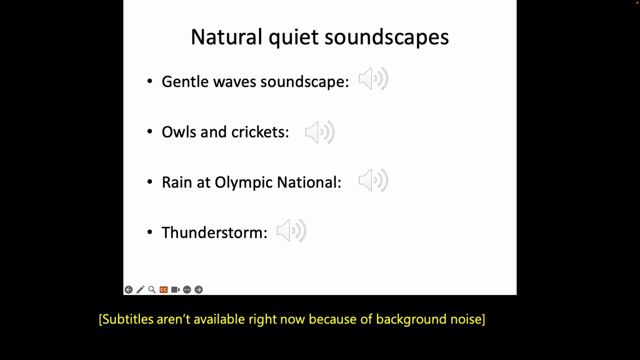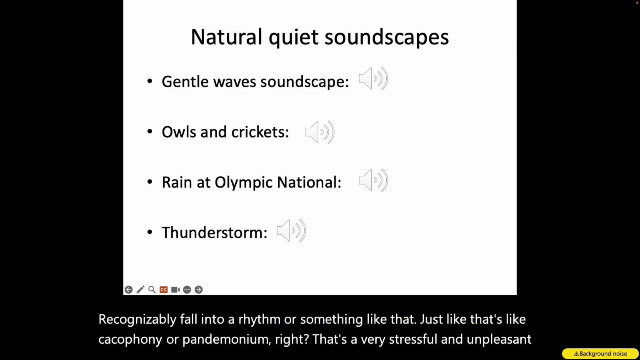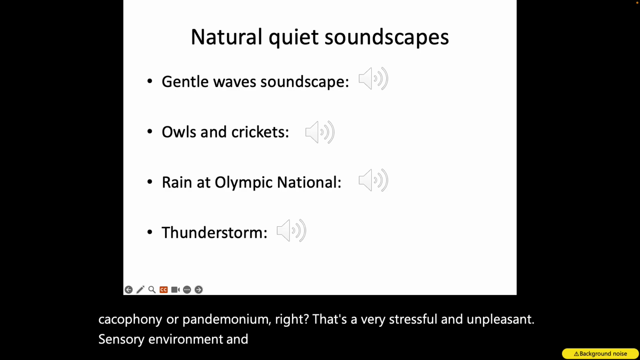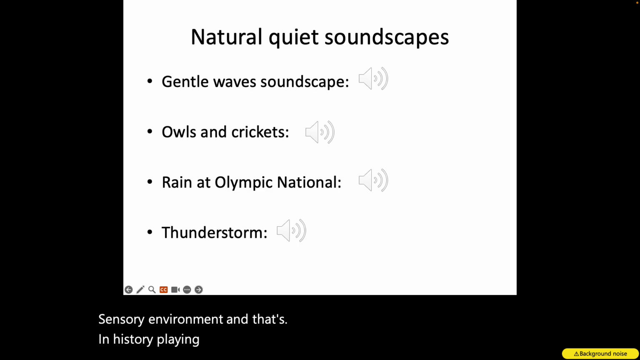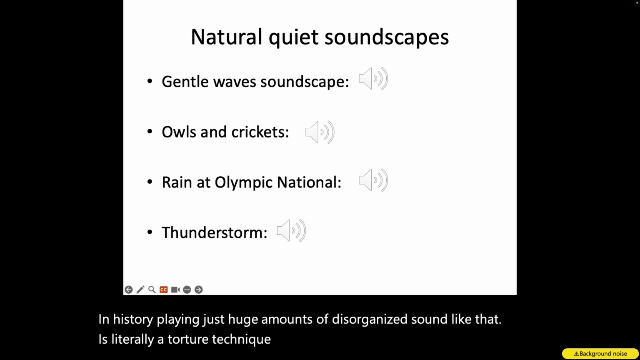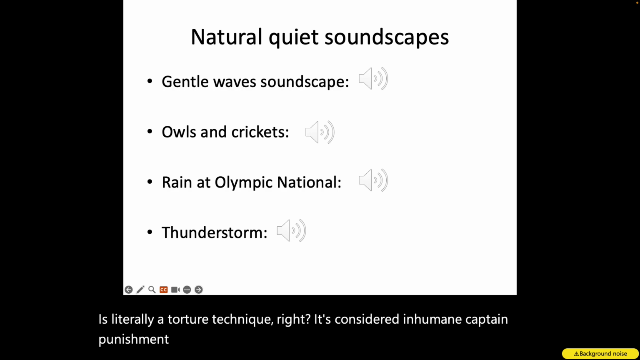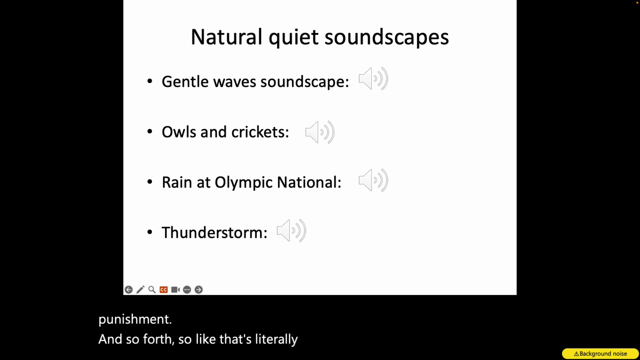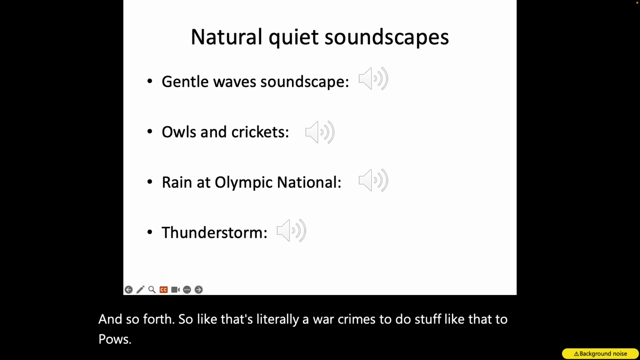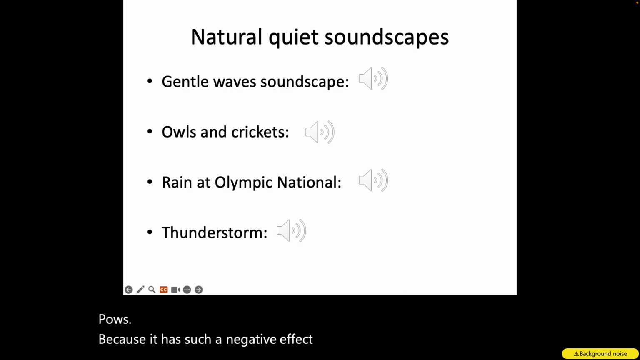That's a very stressful and unpleasant sensory environment, and in history, playing huge amounts of disorganized sound like that is literally a torture technique, right? It's considered inhumane captive punishment, and so forth. So that's literally a war crime to do stuff like that to POWs, because it has such a negative effect on the human psyche.